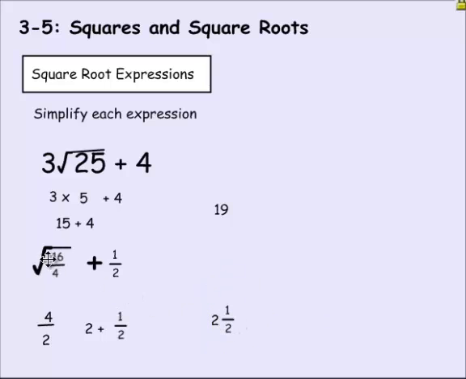So what I did, remember, is we took the square root of 16, made that 4. Took the square root of 4, made that 2. Did 4 divided by 2, which gave us 2. Then we added that 1/2 at the end. That gave us 2.5.